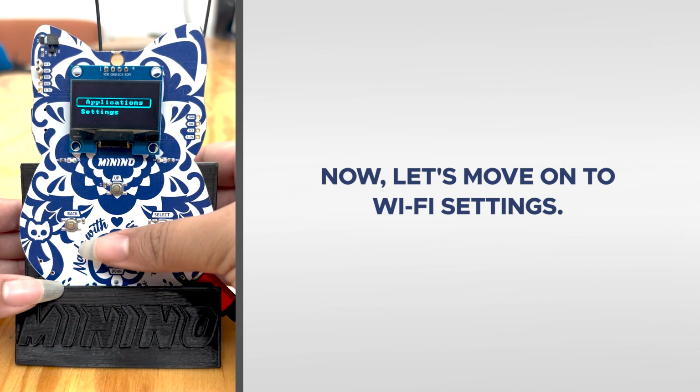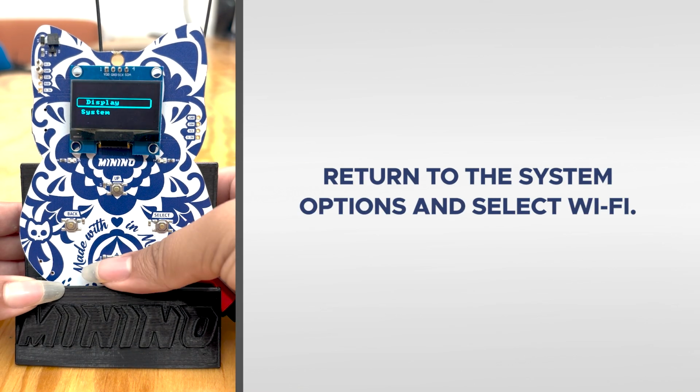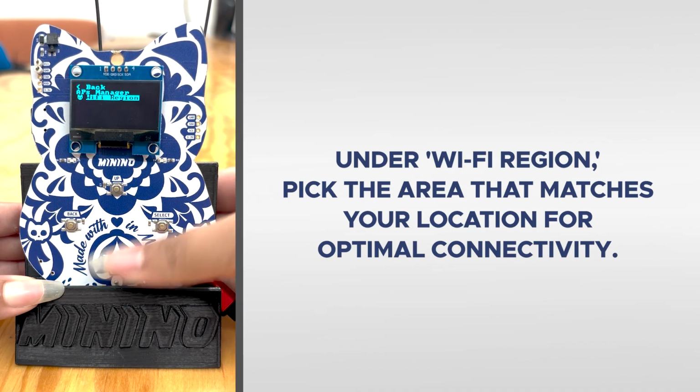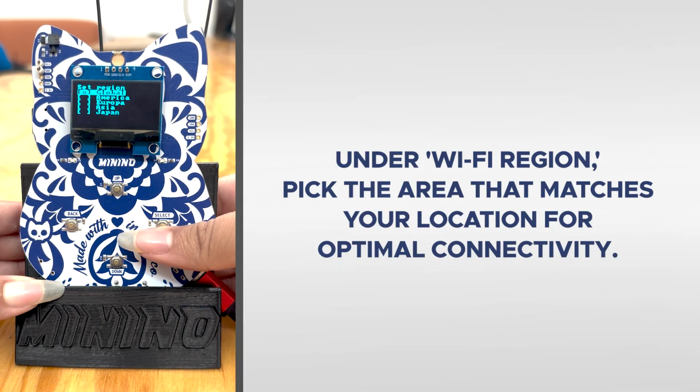Now let's move on to the Wi-Fi settings. Return to the System options and select Wi-Fi. Under Wi-Fi region, pick the area that matches your location for optimal connectivity.